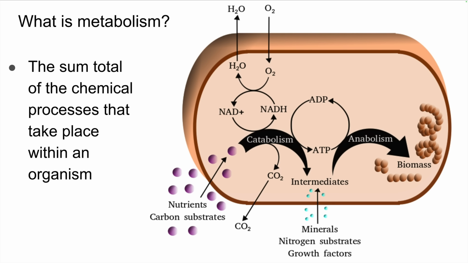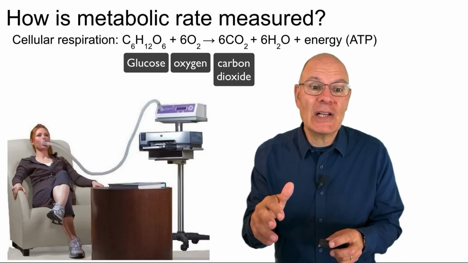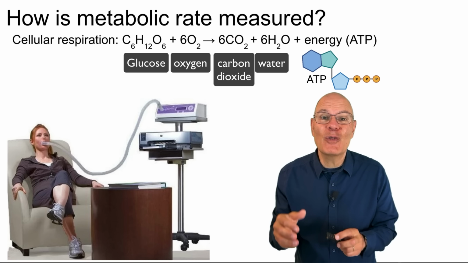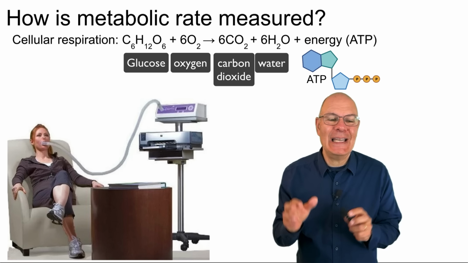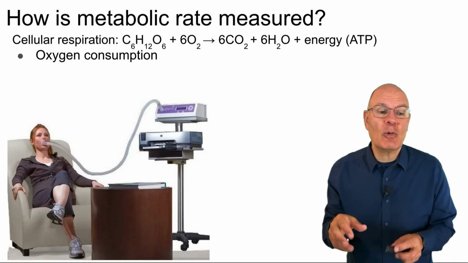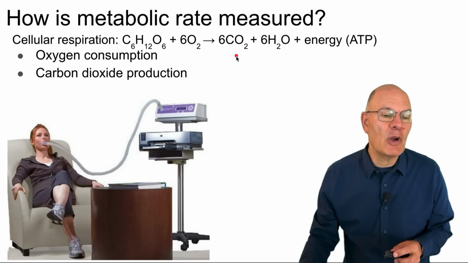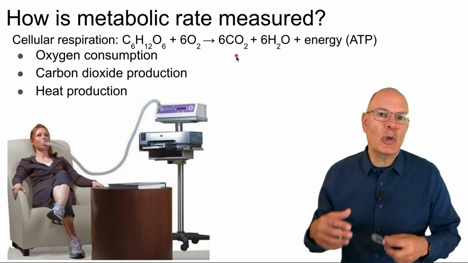How is metabolic rate or basal metabolic rate measured? Here's the formula for cellular respiration. That's something that we're going to take on during Unit 3, but here it is. C6H12O6, glucose, a sugar, is combined with oxygen, 6O2, producing 6 molecules of carbon dioxide, 6 molecules of water, and energy in the form of life's universal energy carrier, ATP. So you can measure metabolic rate through the consumption of oxygen, you can measure it through the production of carbon dioxide, and you can measure it through heat production.